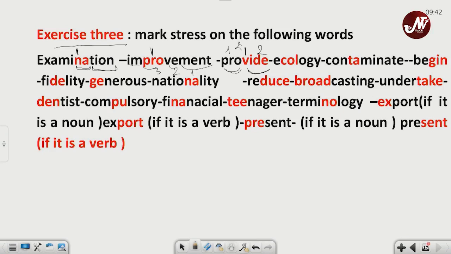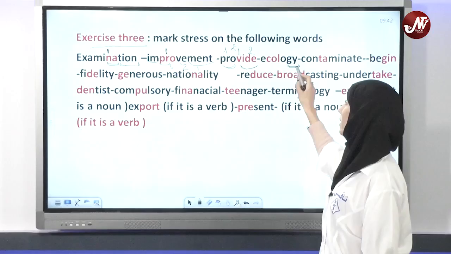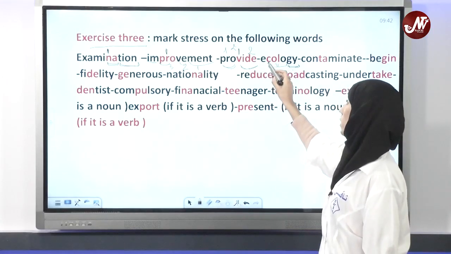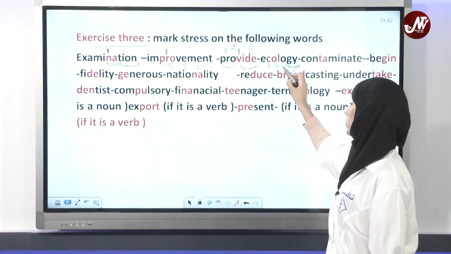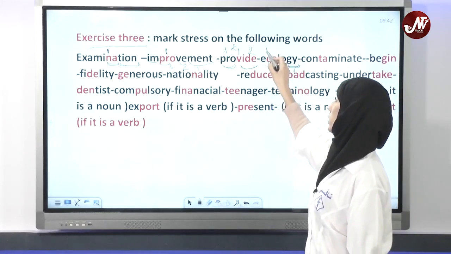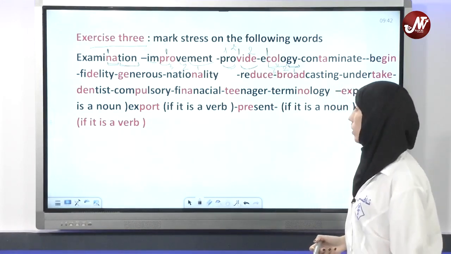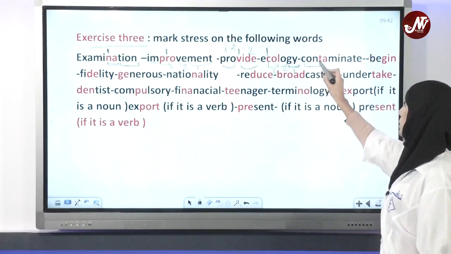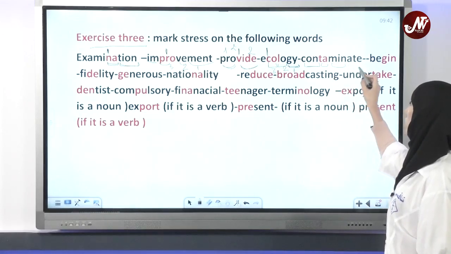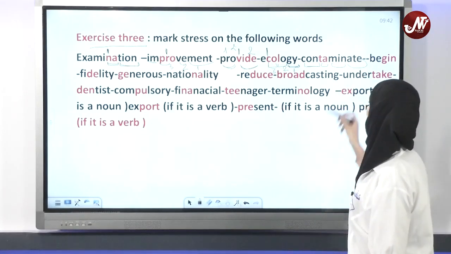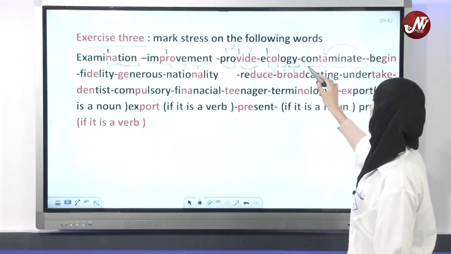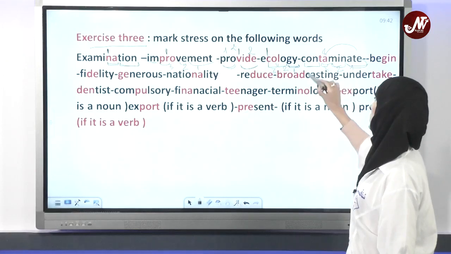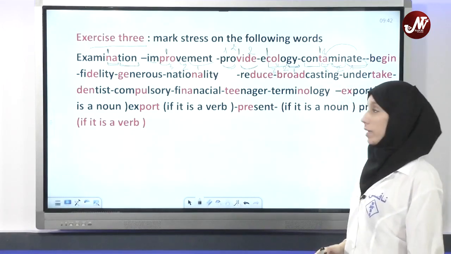Then we have a word which finishes with -gy, so this is anti-penultimate stress, so we stress on the third from the end, ecology. One syllable, two syllables, three syllables, so we stress on ecology. Then the verb to contaminate, so here we have more than two syllables, so we stress on the third syllable from the end, so we say contaminate. One syllable, two syllables, three syllables, the third syllable from the end, we stress on it.